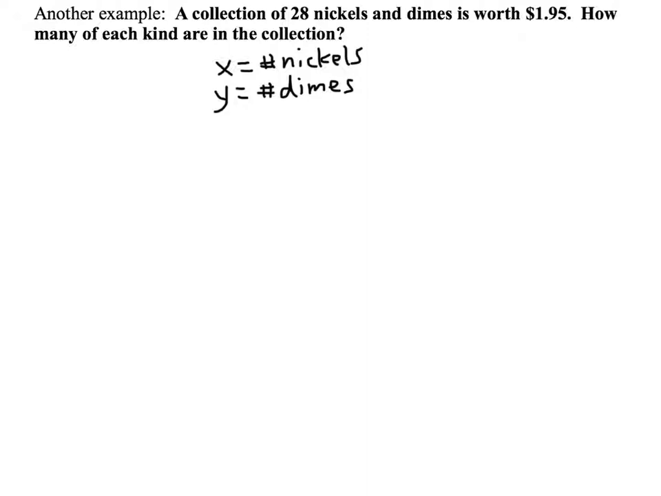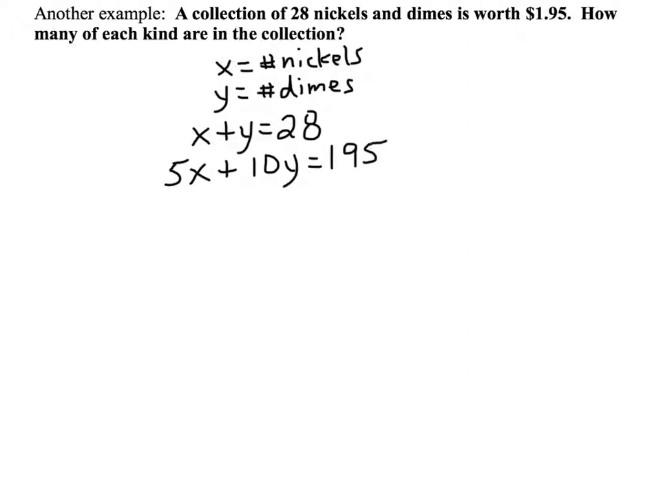I know that I have a total of 28 nickels and dimes, so one of my equations is x plus y is equal to 28. I also know that they have a total worth value of $1.95. So another equation I could write is 5 times the number of nickels, because every nickel is worth 5 cents, plus 10 times the number of dimes, because every dime is worth 10 cents, has to equal 195, because I have 195 cents altogether. So now I have my two different equations, and now I just need to decide how I want to go about solving this.